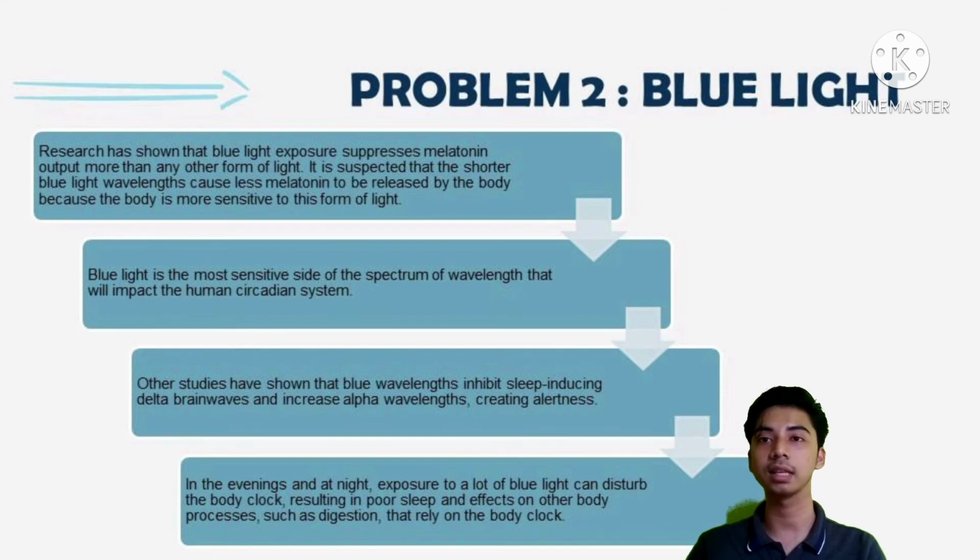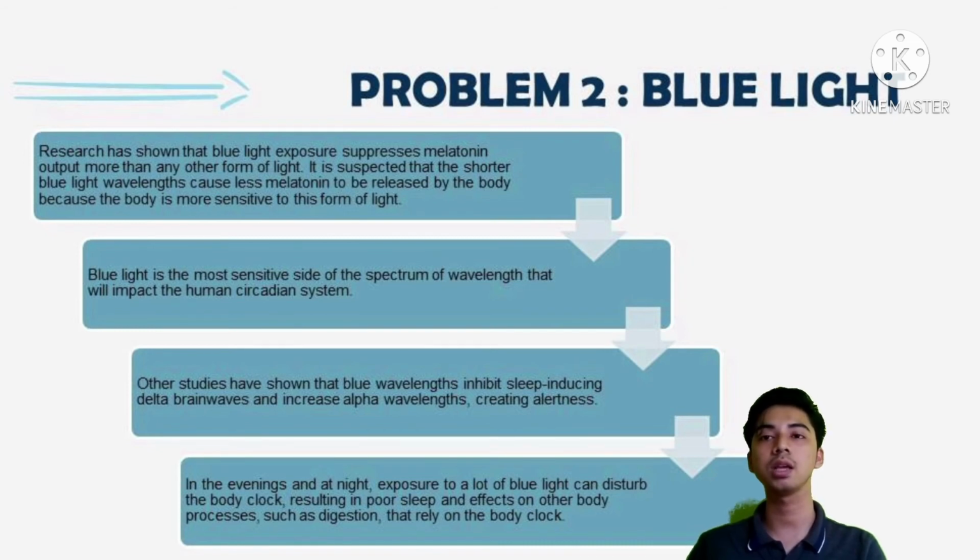It is suspected that the shorter blue light wavelength causes less melatonin to be released by the body, as the body is more sensitive to this form of light. So, when the body lacks the melatonin hormone, it will have a bad impact on your circadian system. This is supported by David Yanis, a professor and specialist on circadian rhythm, who said that blue light is the most sensitive part of the spectrum that will impact the human circadian system.